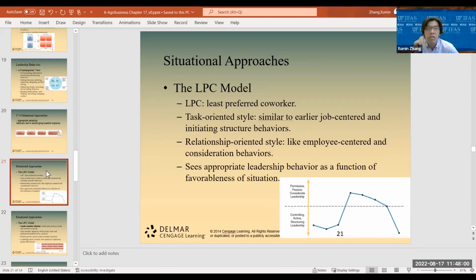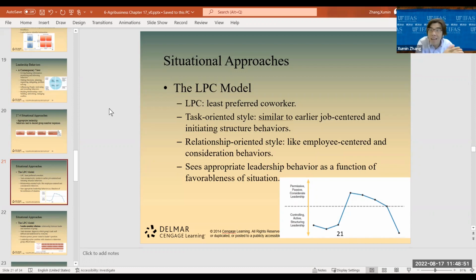There are three different situational approaches, including the LPC, the path-goal model, and the last one is the participation model. I will focus on the path-goal model. That makes more sense to me. LPC model, what is LPC? LPC means least preferred coworker. Keep this in mind, this is one of the situational approaches.